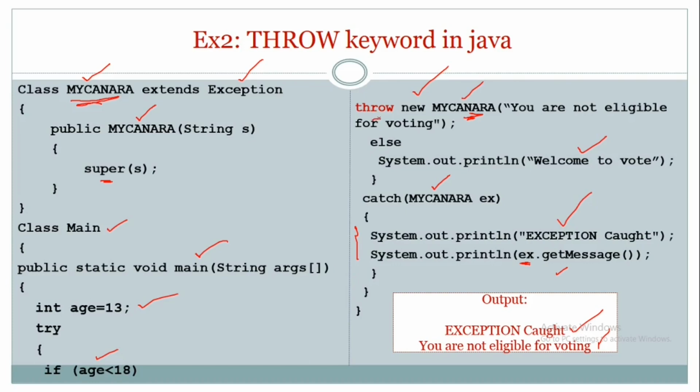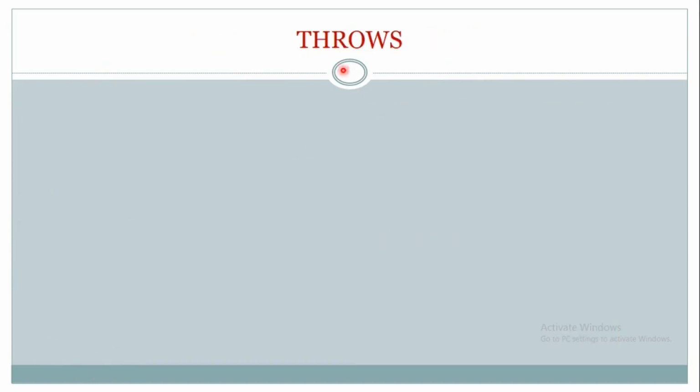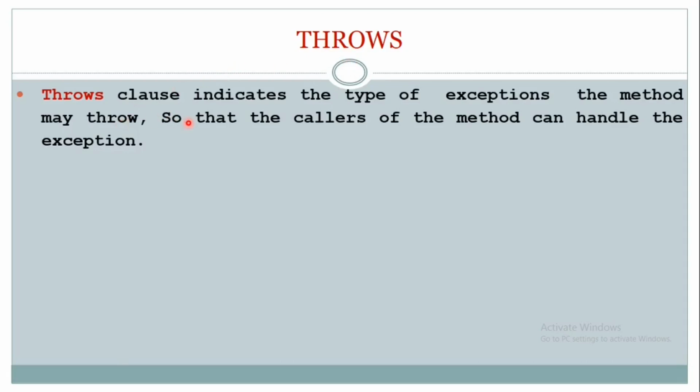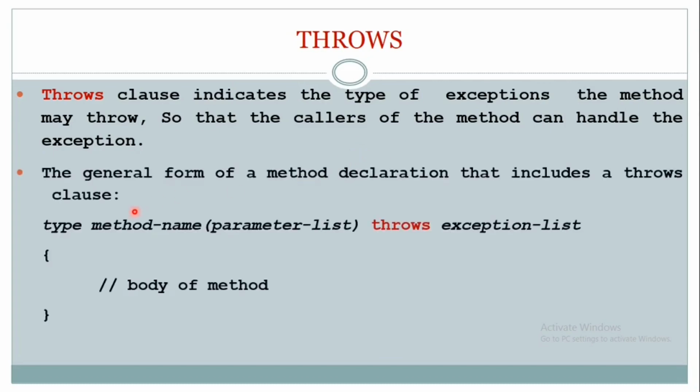Now let us learn about the throws keyword in Java. The throws clause indicates the type of exception the method may throw so that the callers of the method can handle the exception. What the throws clause does is give an indication to the callers of the method which exception the method may throw so that they can handle that exception. Here is the general form.